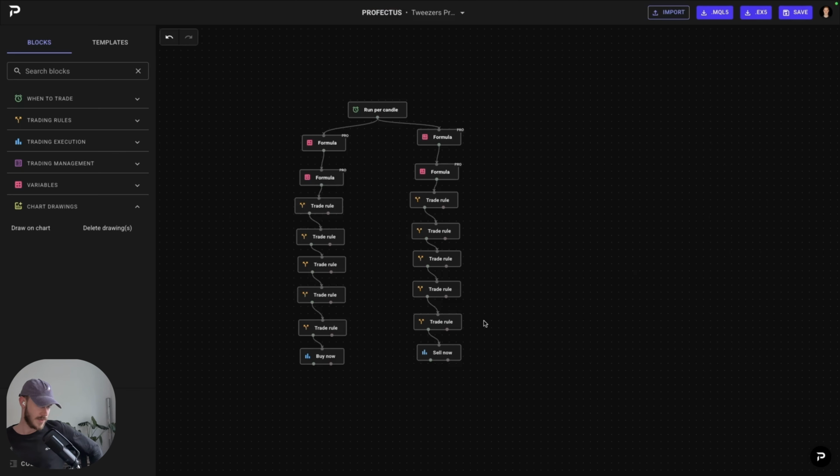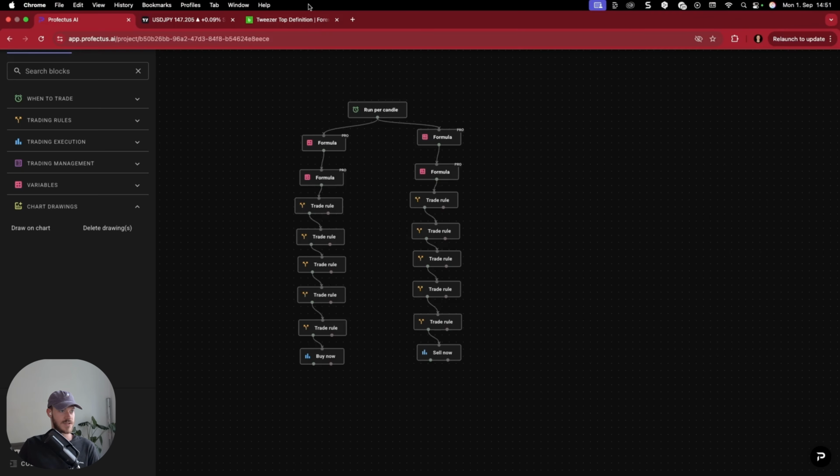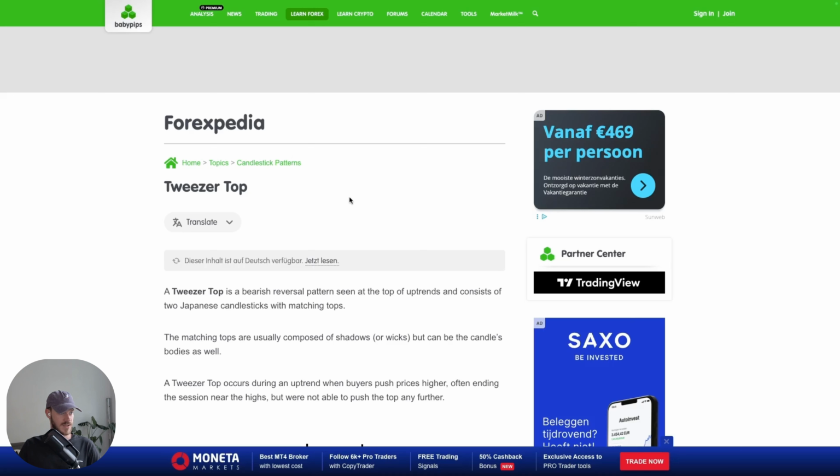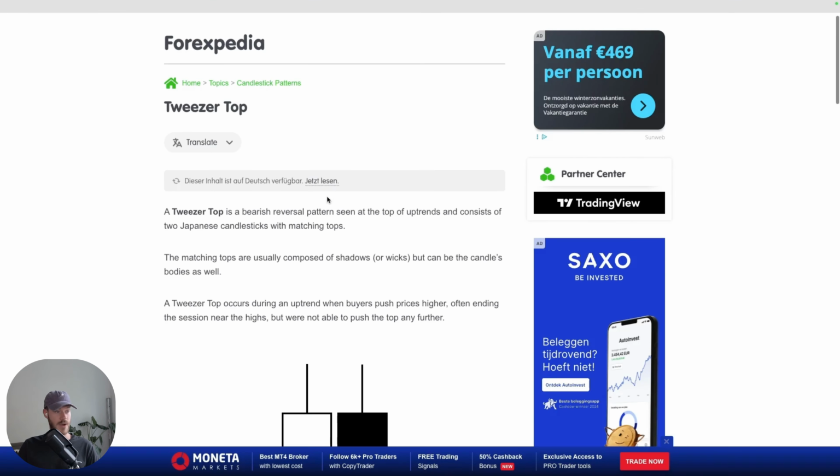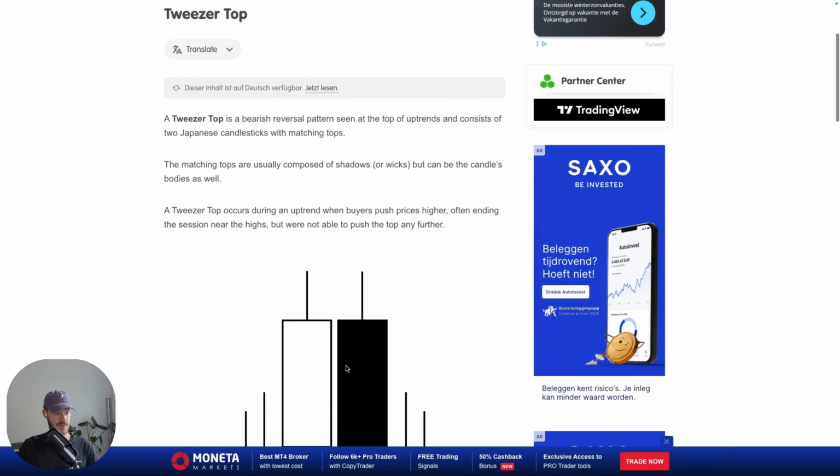Let's continue with the next price action pattern, which is called the tweezers. Quick explanation. What is the tweezer? I'm here on BabyPips. You have usually a top and a bottom tweezer. I will give you a quick explanation of the tweezer top, and then they will be just reversed for the bottom. So the tweezer top is a bearish reversal pattern, as we see it right here.